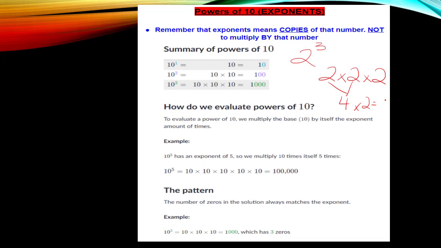That gave us 8, okay? But on our 10s, we can just do the zeros, so that's a little shortcut for us. So on our example here, we had 10 to the 5th power. That gives us 5 copies of 10, so 5 zeros. So the pattern is the number of zeros in the solution always matches the exponent when we're dealing with 10s. Example, 10 to the 3rd power is 3 copies of 10, so 3 zeros.